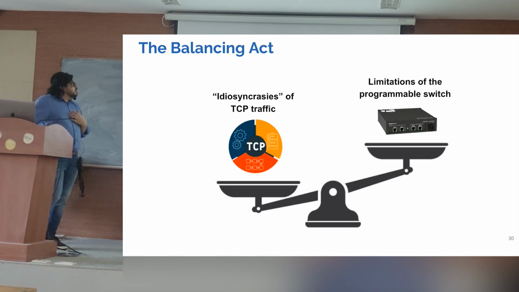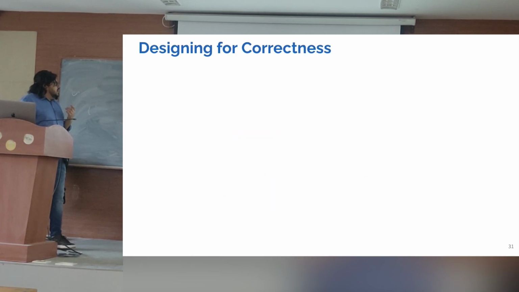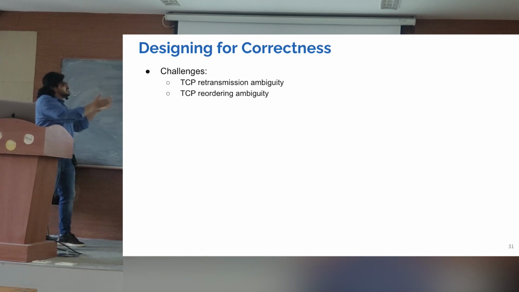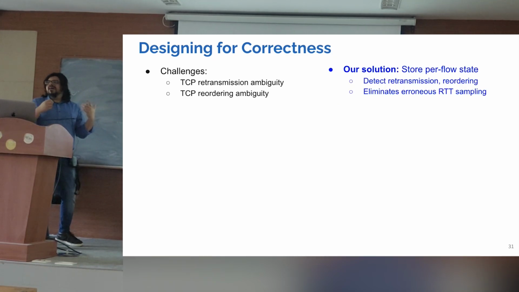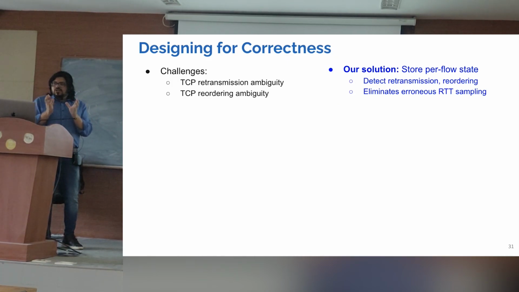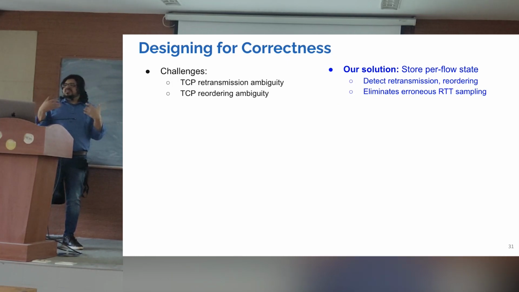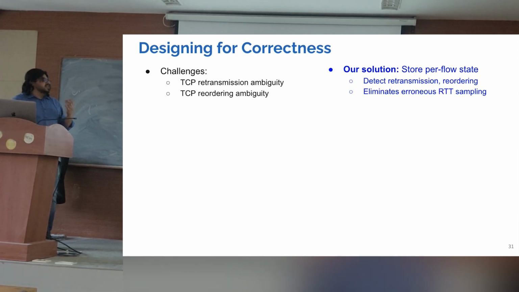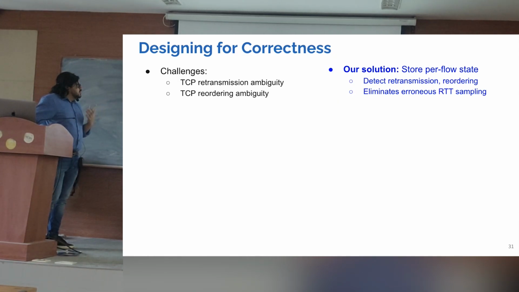And how did we do that? So first, the way we wanted to design for correctness was this. The challenges, again, in this context are the retransmission and reordering ambiguities, right? They are the idiosyncrasies of TCP that result in incorrect samples. And our solution to that was to store per-flow state, to have some sort of indication that tells us when a retransmission or reordering has happened. This way we can eliminate the erroneous RTT sampling. So how do we exactly do that?